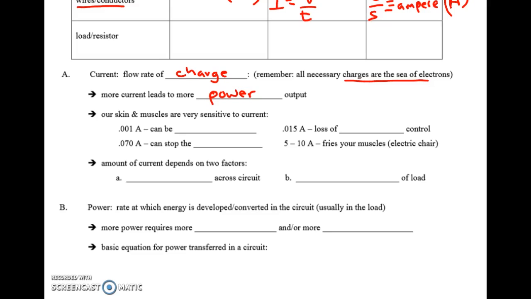If I think of charges like little trucks carrying energy from one place to another, the more trucks that I have moving by, the more power I can deliver. The question is, how do you get more current? Well, we'll address that at another time.